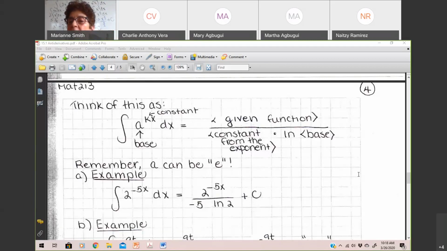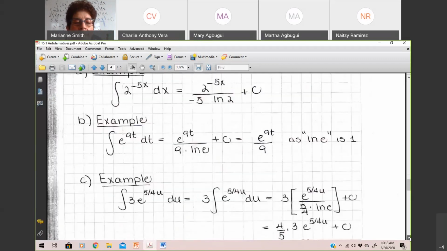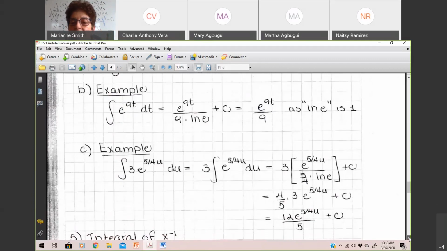Okay, can you go to the last example? Example C, this one. Okay, how's that? And please ask if you've got a question. I'll leave it up for a minute.